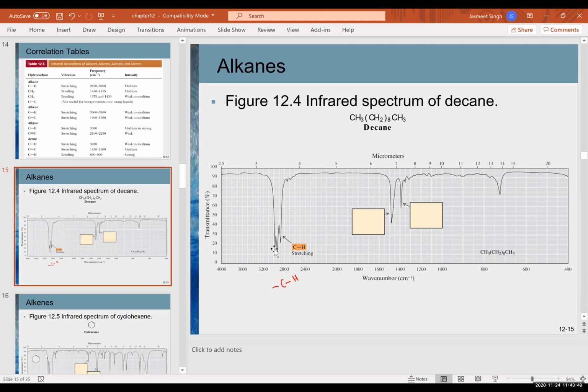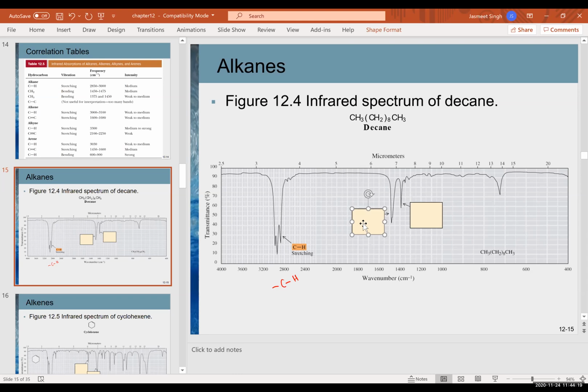See, in IR, we always say whether it's a stretching or bending. So for example, at 2800, this one is CH stretching. So what would this one be? Would it be stretching again or bending, or what kind of peak? Bending. So say that again, which peak do you think? CH3 bend or CH2 bending.